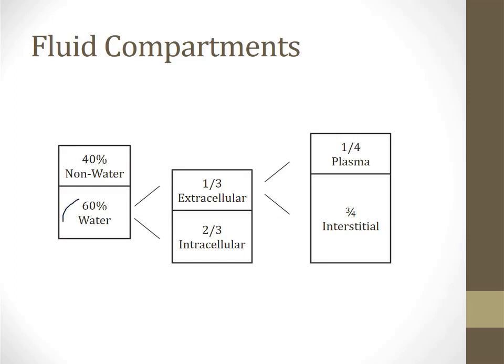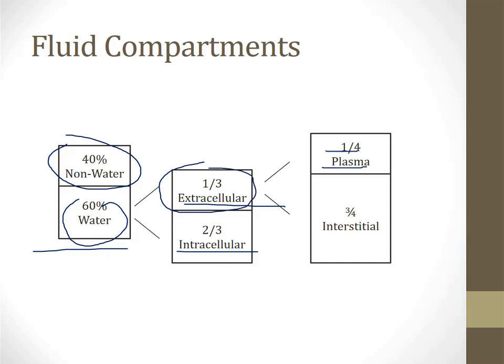Let's start by talking about fluid compartments. The body is made up of 60% water and 40% non-water, and most of that 60% water is found inside of cells. 2/3 of the body water is intracellular, and only 1/3 is outside of cells, or extracellular. And of that fluid that is extracellular, 1/4 of it is found in the plasma, so in our vascular system, and 3/4 of it is found in the tissue beds. This is called interstitial fluid.